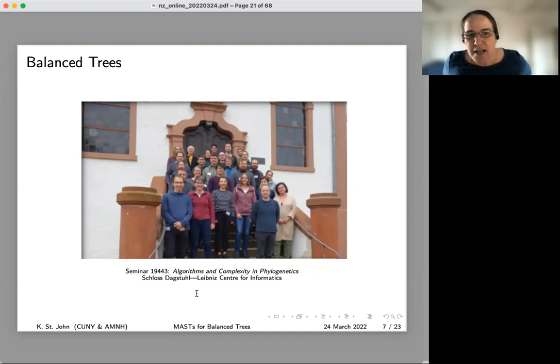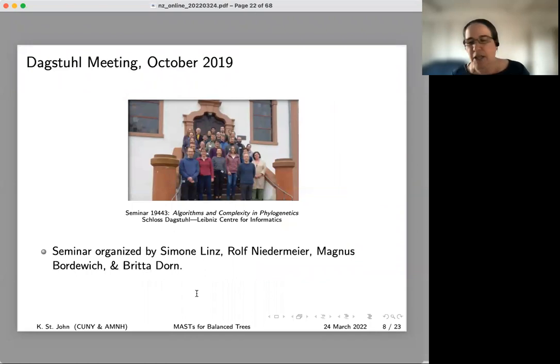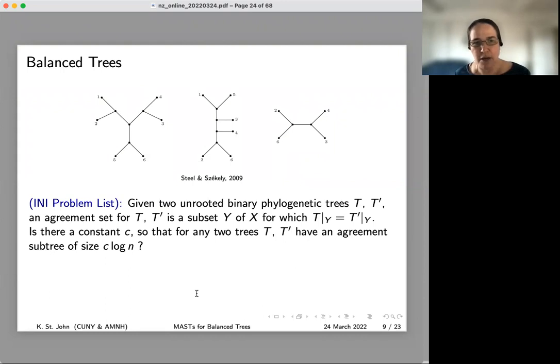October 2019, Simona and a group of others organized a seminar at Dagstuhl, Algorithms and Complexity in Phylogenetics. Many people in the audience here are actually in this picture from Dagstuhl. It was organized by Simona, Rolf, Magnus, and Britta Dorn. We had a working group on maximum agreement subtrees. It was also kind of the same thing, but we looked at a slightly different problem at this point.